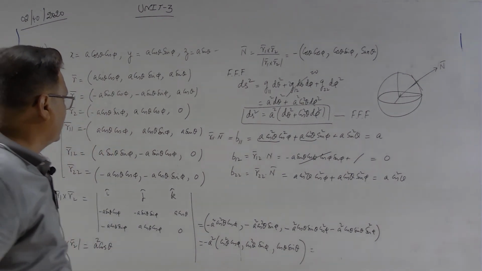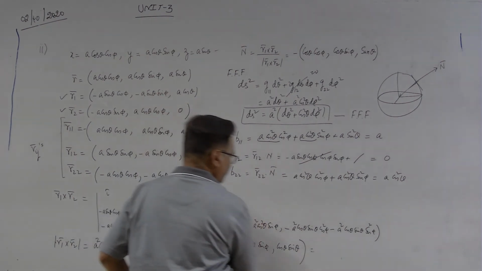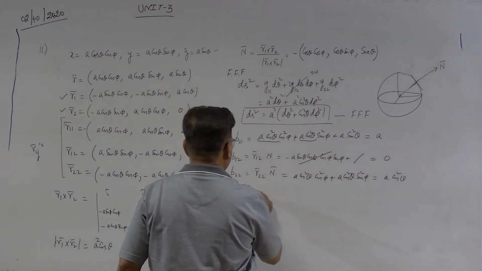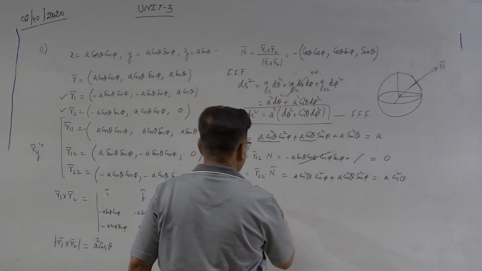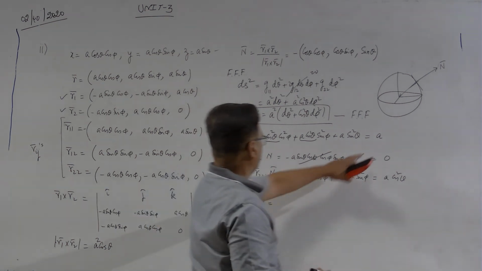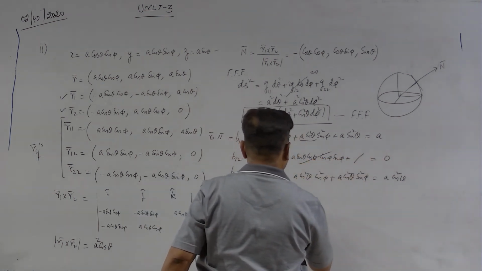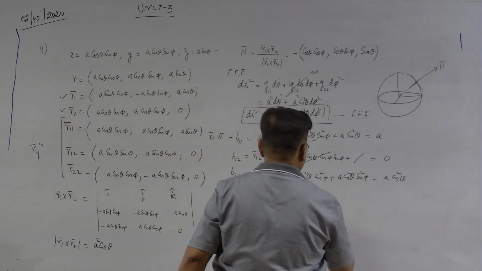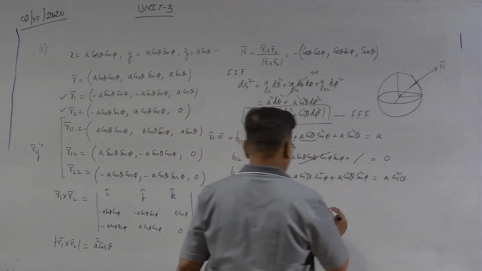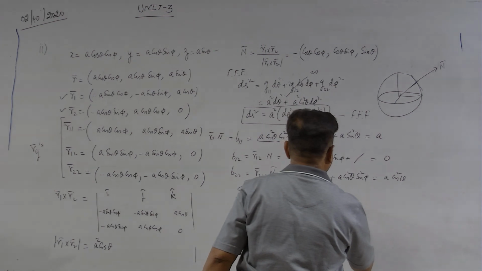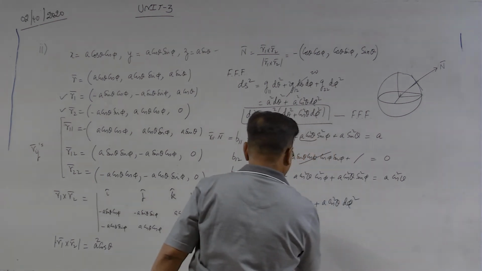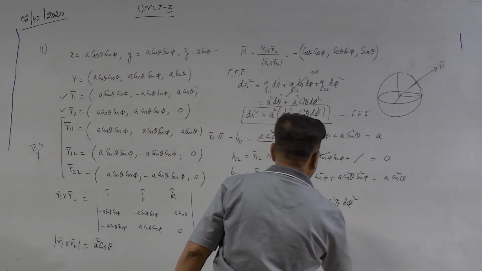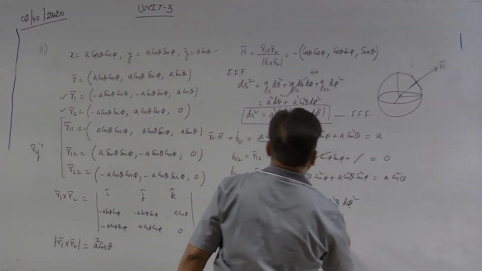Now, we can write down straight away the second fundamental form. The second fundamental form is equal to B11, which is A, into d theta square, B12 is 0, plus B22 is A cos square theta d phi square. So, this is A times d theta square plus cos square theta into d phi square.